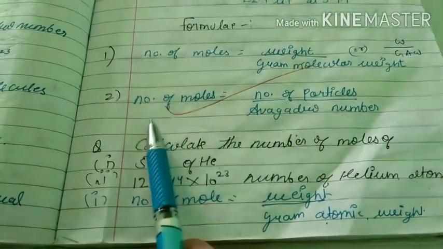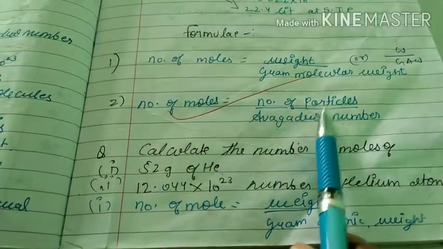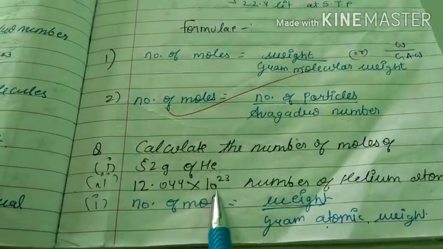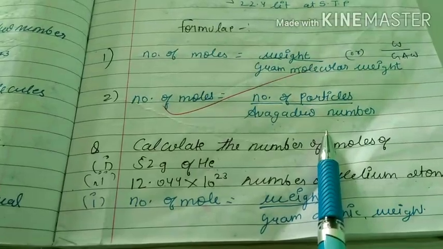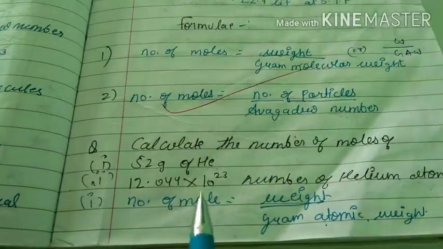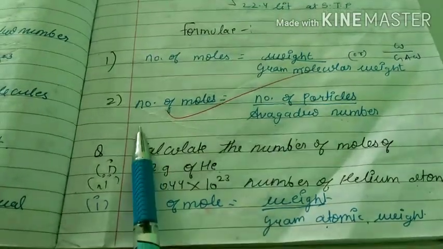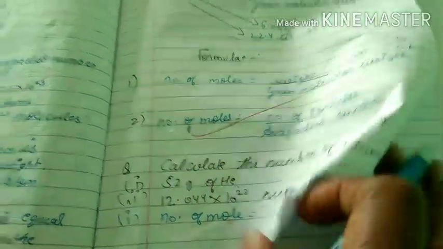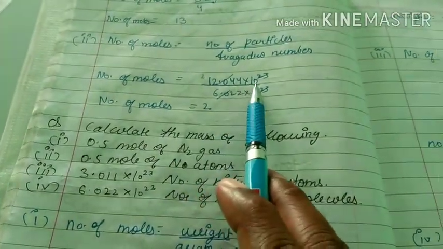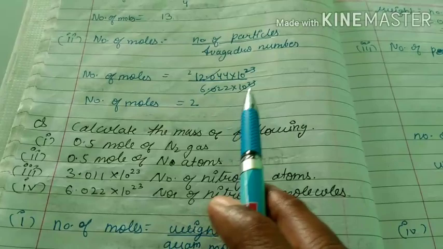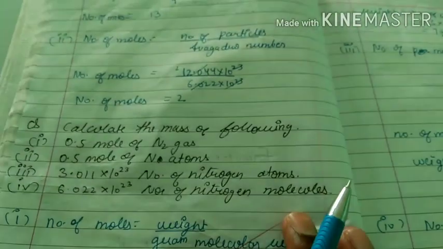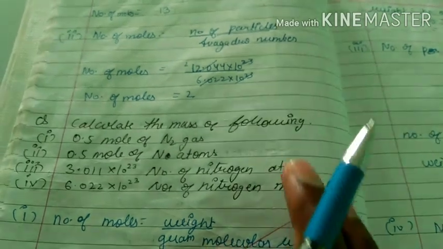So what is the formula? Number of moles equal to number of particles by Avogadro number. Number of particles is 12.044 into 10 to the power of 23, and Avogadro number is 6.022 into 10 to the power of 23. If you substitute those two values, then automatically we get the number of moles. 12.044 into 10 to the power 23 by 6.022 into 10 to the power 23. Then we can calculate it easily. So this is the way to calculate problems regarding this model.